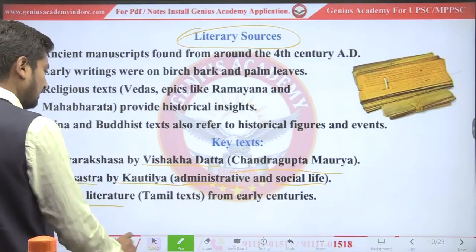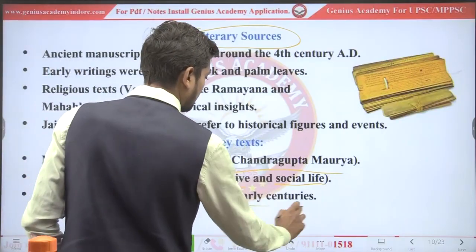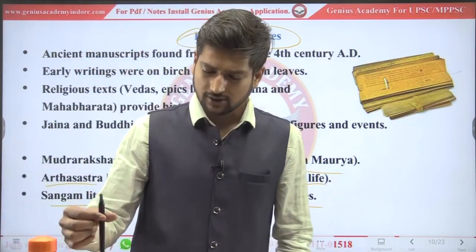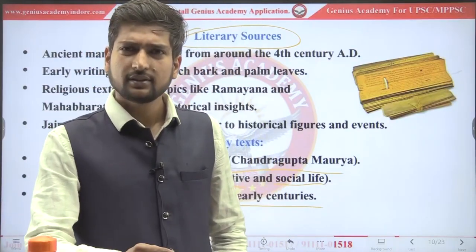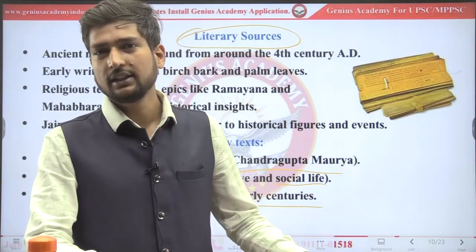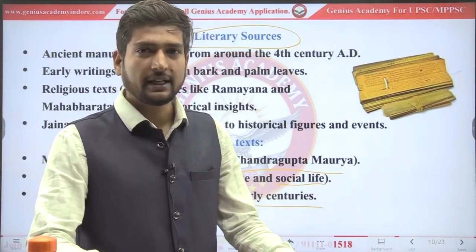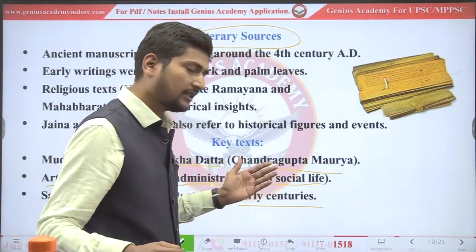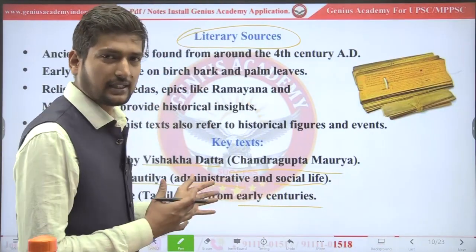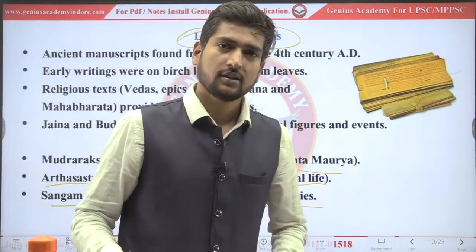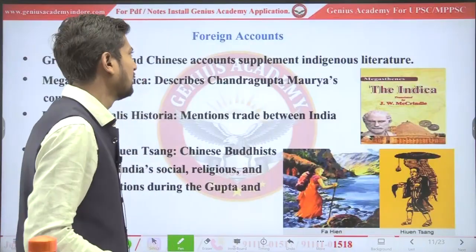Sangam literature, Tamil text. During the Maurya period, in South India, three dynasties were ruling: Chola, Chera and Pandyas. During that time this literature was written, and those are known as the Sangam period. So these are some sources.